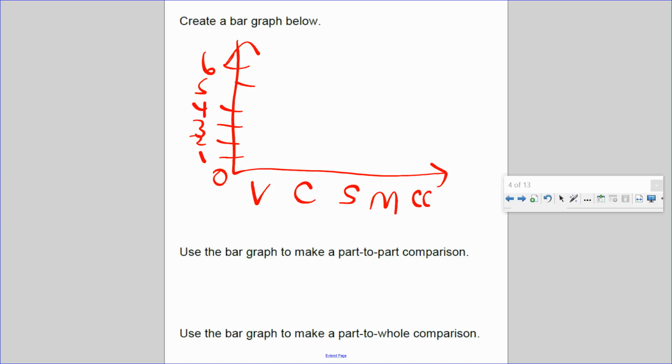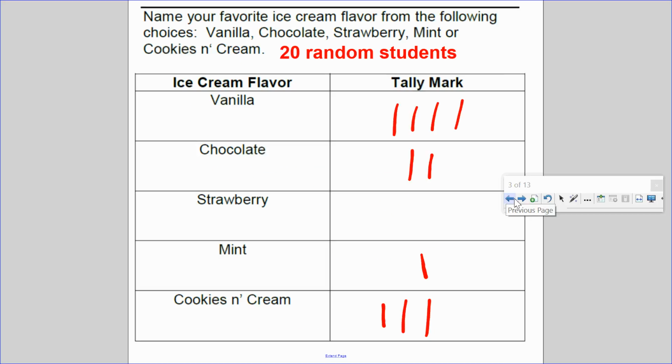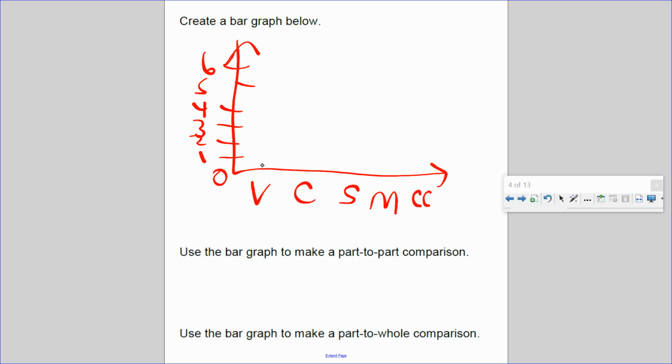So according to our previous screen, 4 people chose vanilla, 2 people chose chocolate, and nobody chose strawberry. I believe 1 person chose mint, and 3 people chose cookies and cream. So looking at this bar graph, can you make a part-to-part comparison between the ice cream flavors? What can you tell me about the different types of ice cream flavors?